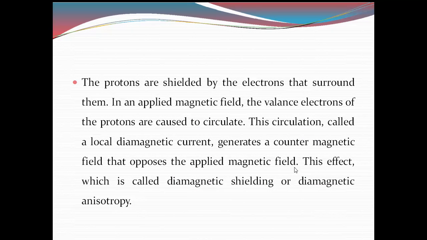And the protons are shielded by the electrons that surround them. In an applied magnetic field, the valence electrons of the protons are caused to circulate. That circulation is called, so generally every molecule has its own electrons.